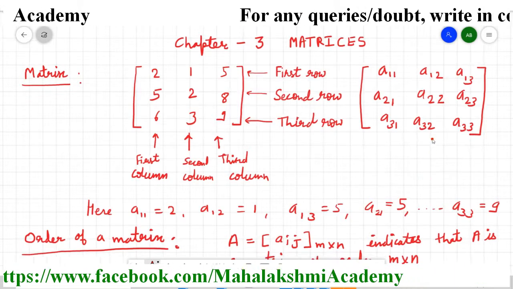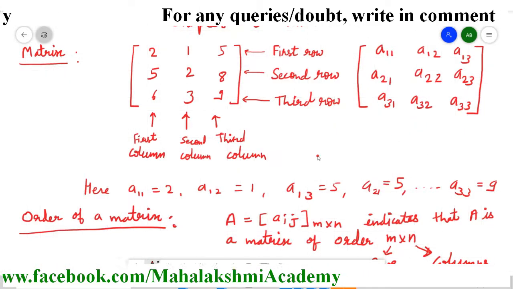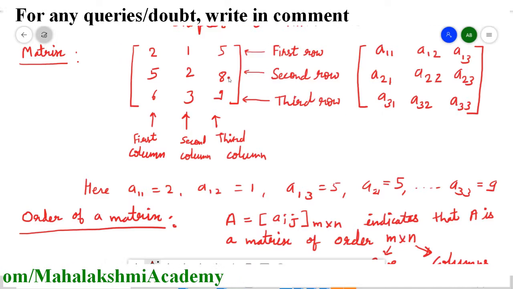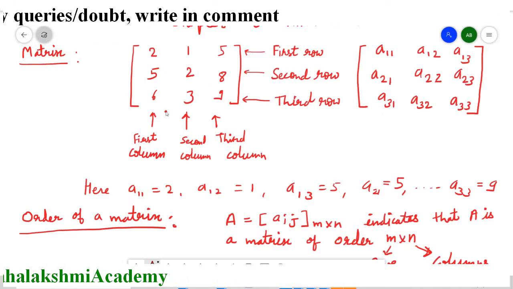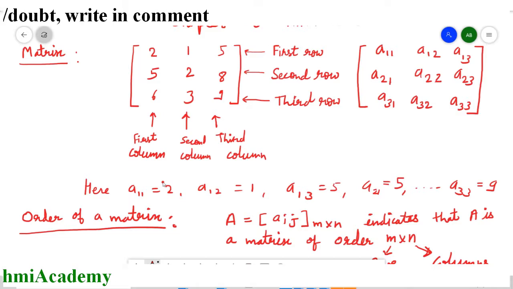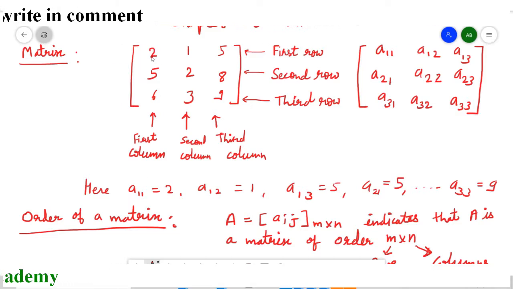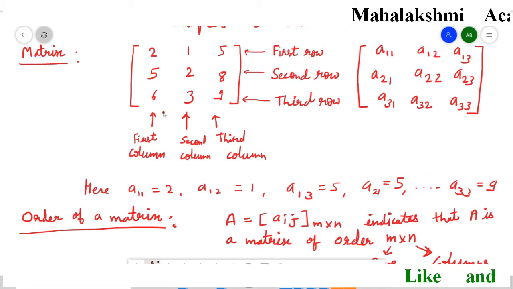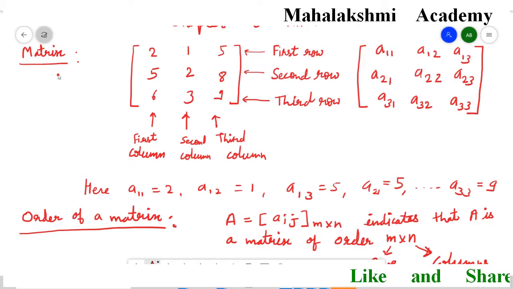Now in the same way I wrote here A11. Suppose a matrix is given to you and somebody asks which element is A11. A11 is first row first column, that is 2. A12 is 1. A13 is 5. In the same way we can answer all the numbers. So this is general information of the matrix.